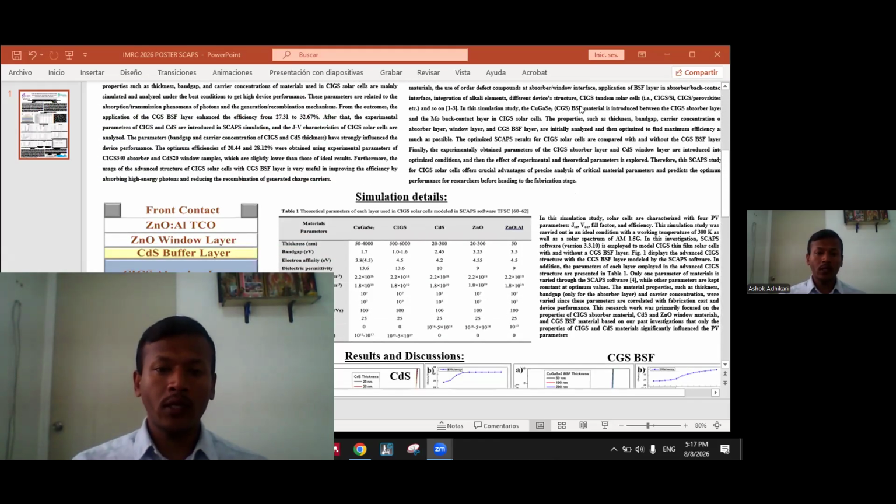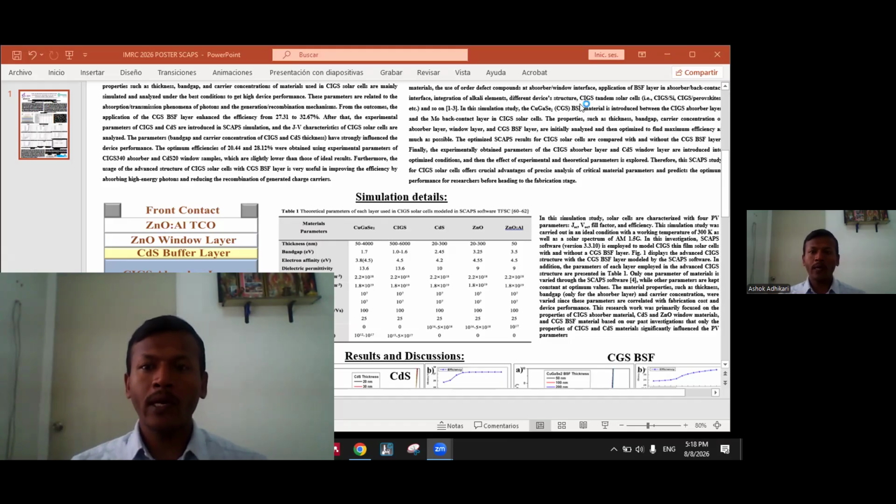In the simulation details, on the left side we have presented the solar cell structure, where we have used the back contact, CGS-BSF layer, CIGS absorber layer, CdS buffer layer, intrinsic zinc oxide window layer, zinc oxide transparent conducting oxide, and finally the front contact. And in the middle part, we have introduced the table, where the parameters are varied, with all the details: the thickness, band gap, and all these parameters for the respective materials are presented in table 1.